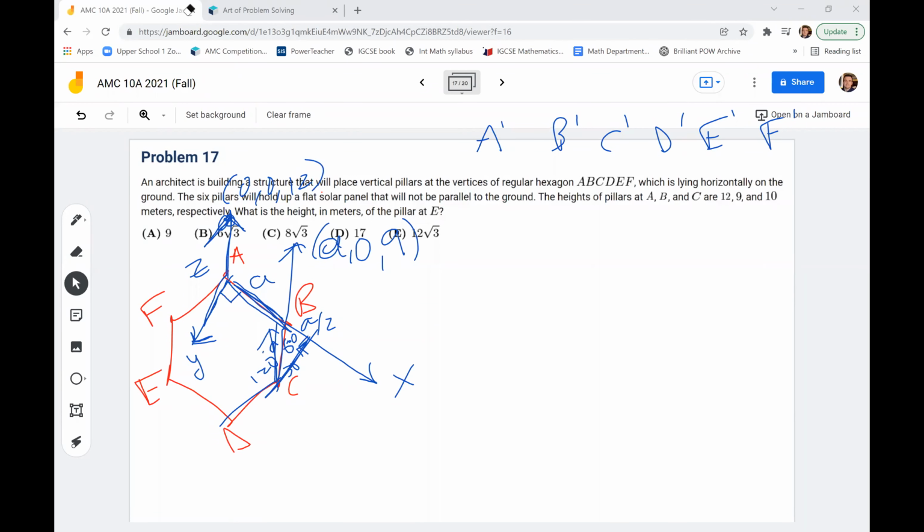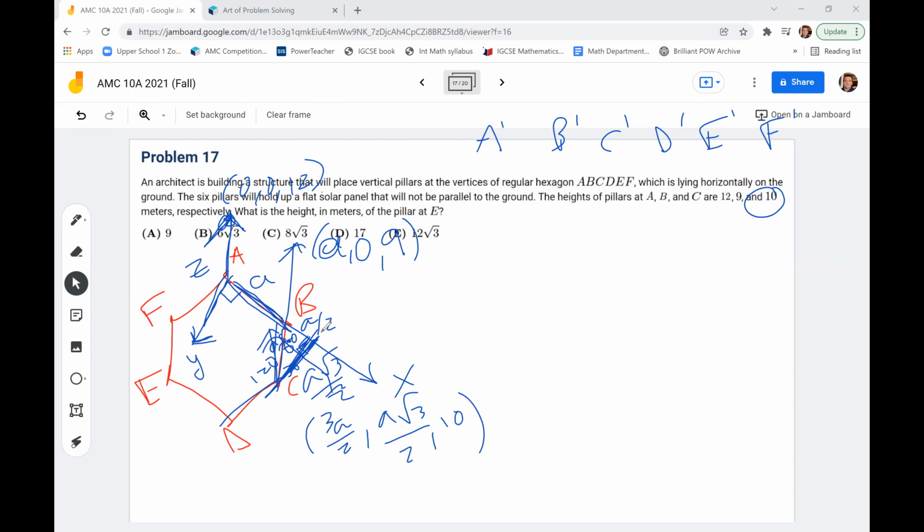I'll write it here. So that would be 3a over 2. Now for the y-axis, it would be a root 3 over 2, because again, this distance here is a root 3 over 2. And then the height would be 10, which they gave us in the problem. So that's going to be the point C. So now what I did was I wanted to find the equation of the plane that contains these 3 points.